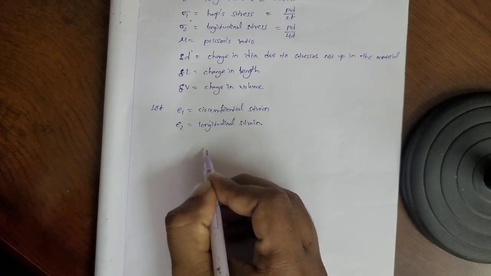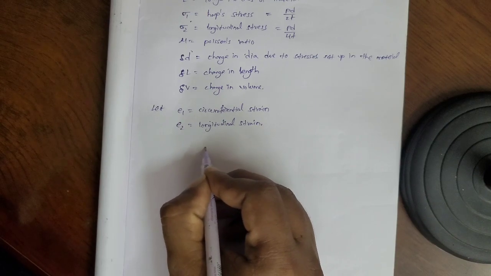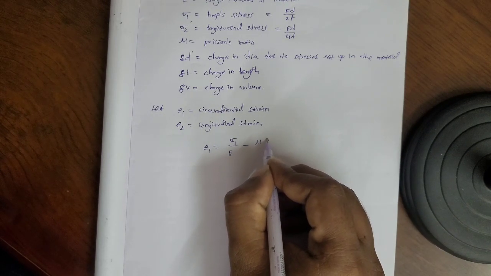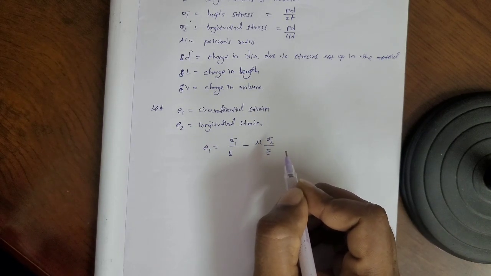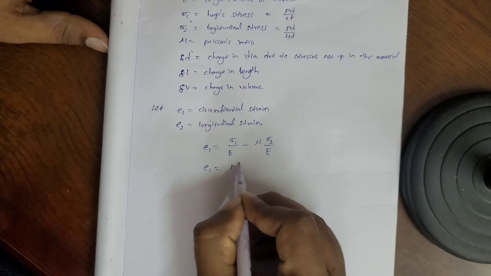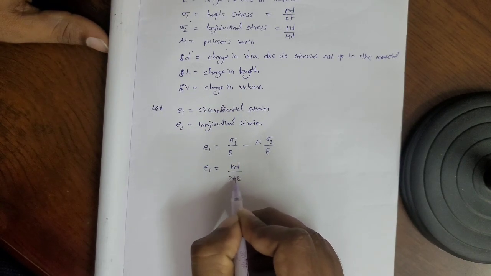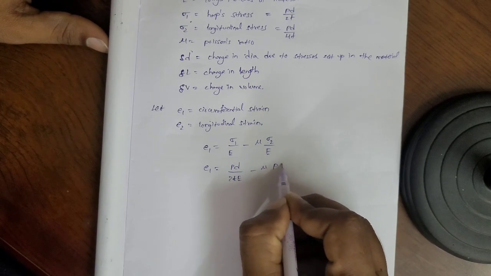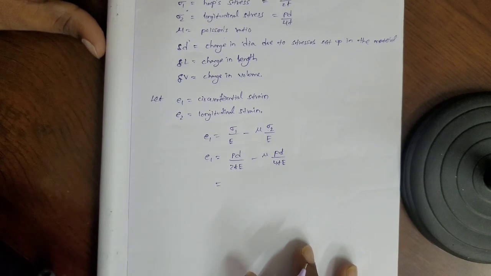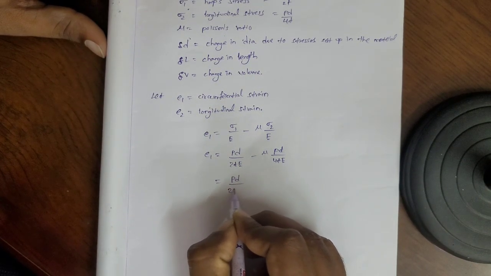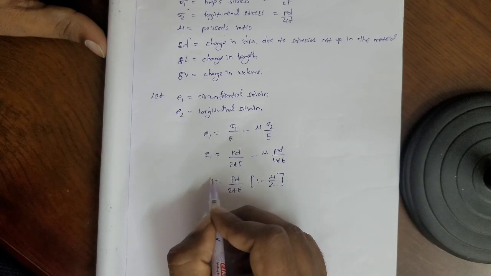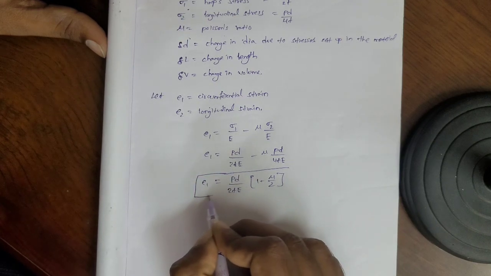As we know, the formula for finding strain in terms of stress is e1 is equal to sigma 1 by E minus Poisson's ratio mu into sigma 2 by E. As we know, the formula for sigma 1 is PD by 2T. Therefore it can be written as PD by 2TE minus mu into PD by 4TE. Here we are taking PD by 2TE common. Therefore, PD by 2TE into 1 minus mu by 2. So this is the formula for circumferential strain.